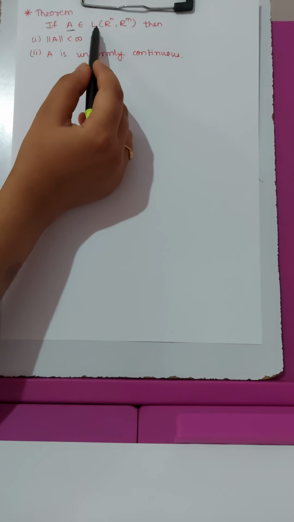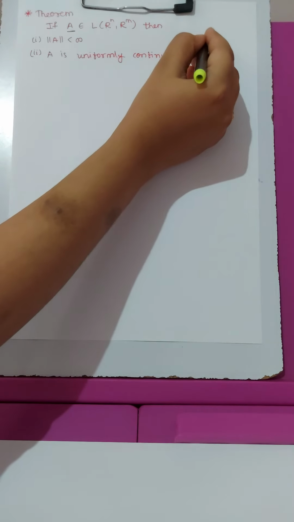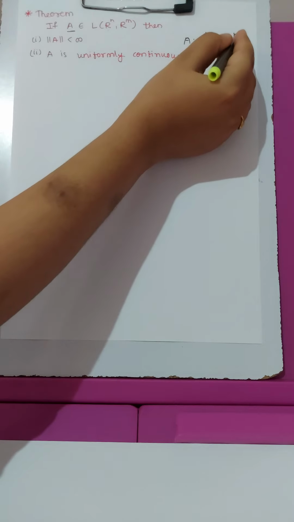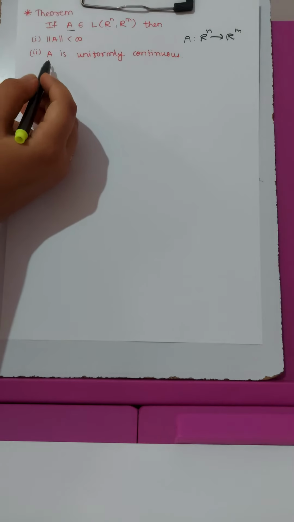Next is the theorem based on norm of linear transformation. Here, if A is a linear transformation belonging to L(Rn, Rm), that is, A is a linear transformation from Rn to Rm, then first we have to prove that norm of A is less than infinity. Second, that A is uniformly continuous.